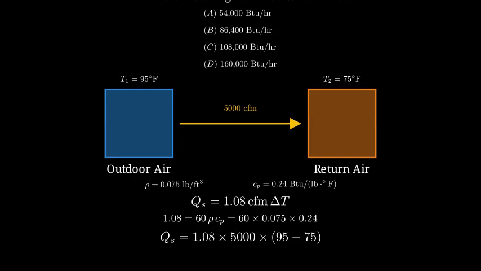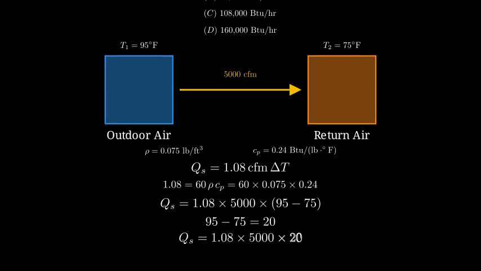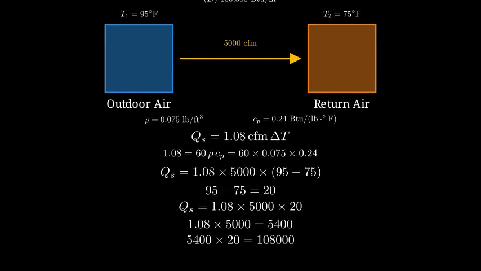First compute the temperature difference. 95 minus 75 equals 20 degrees. Therefore, Q sub S equals 1.08 times 5,000 times 20. 1.08 times 5,000 equals 5,400. Then 5,400 times 20 equals 108,000. So the sensible cooling load attributable to ventilation is 108,000 BTU per hour.